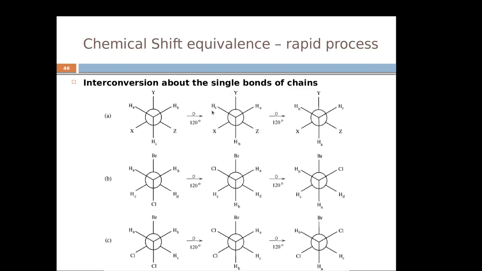You can see that rotation about the carbon-carbon single bond gives rise to different configurations, but as far as free rotation about carbon-carbon single bonds happens spontaneously, you can see that for each substituent atom on the second carbon, whether it's X, Y, or Z, all these three protons, A, B, and C, are chemically equivalent, because they can be rapidly interchanged.